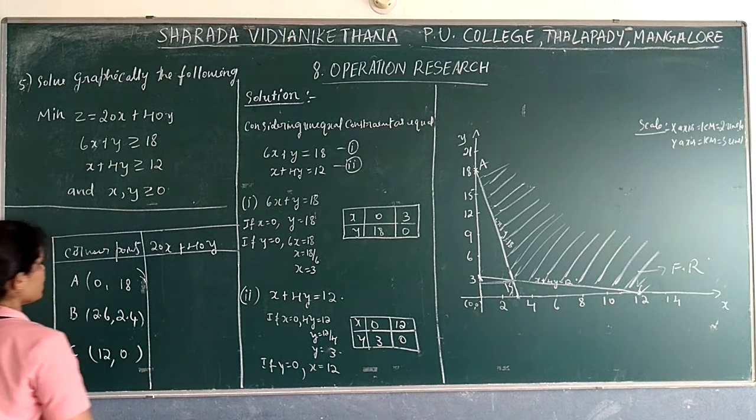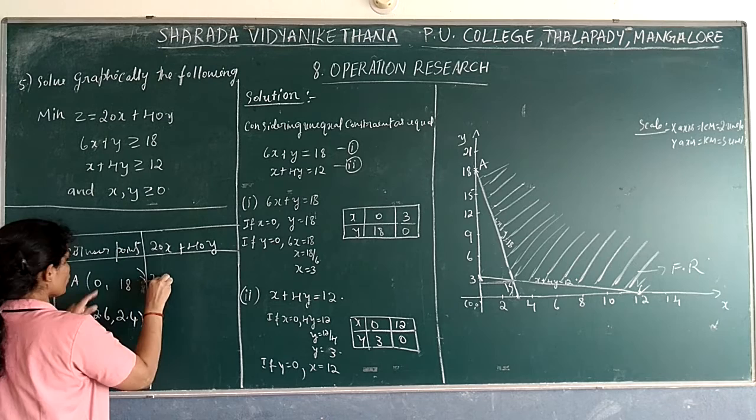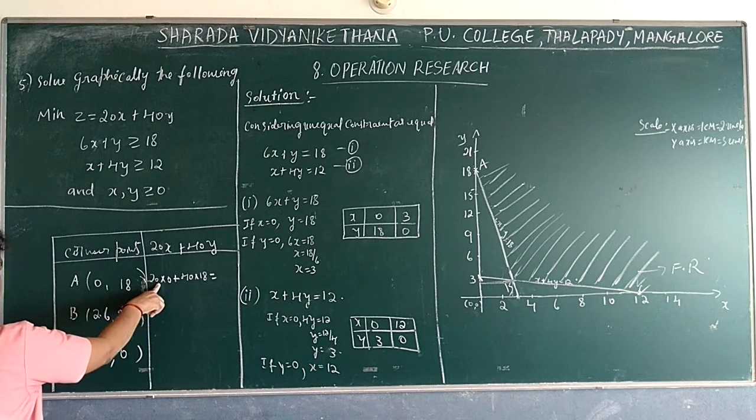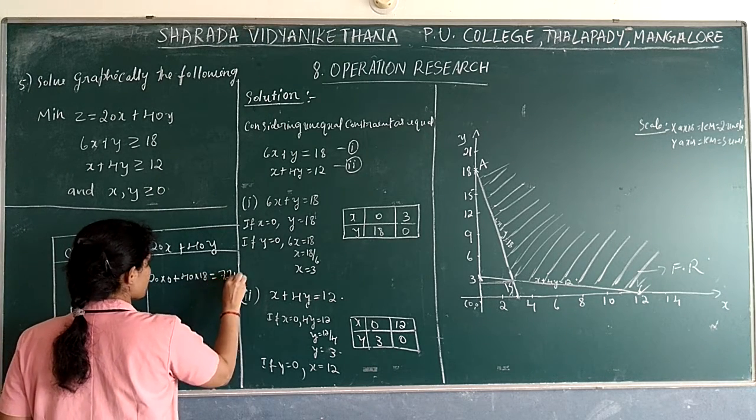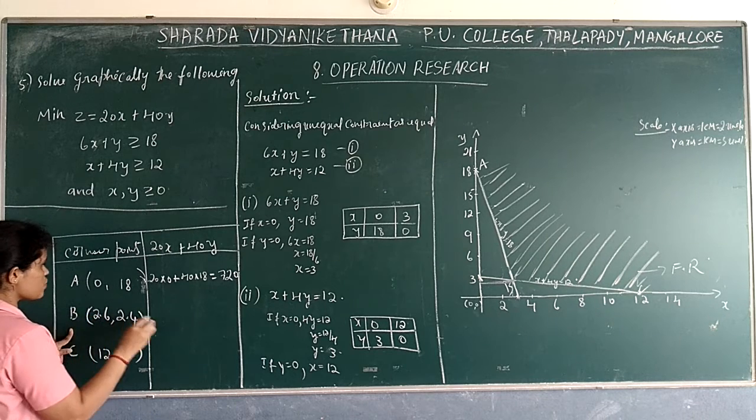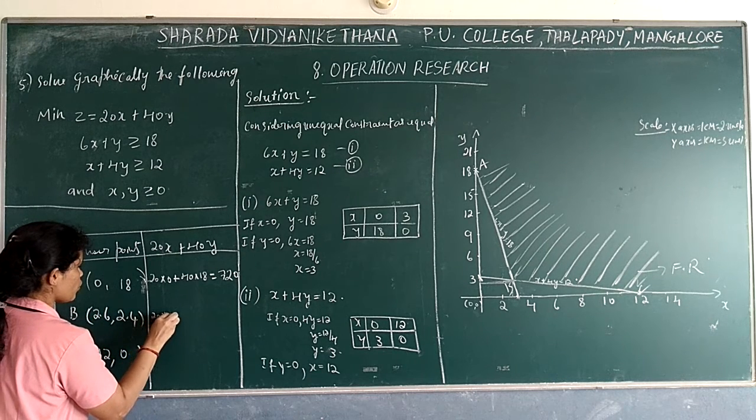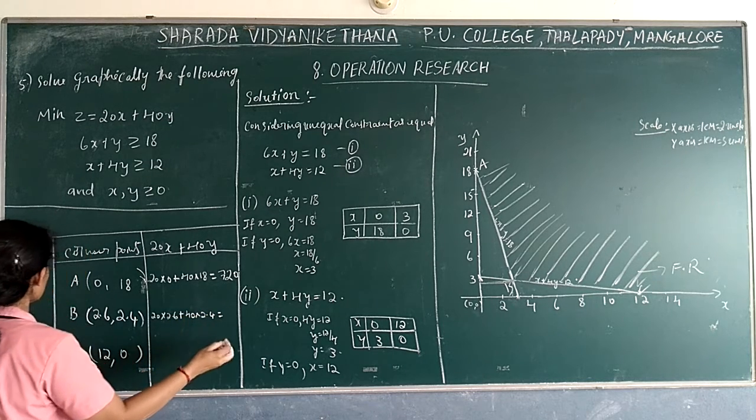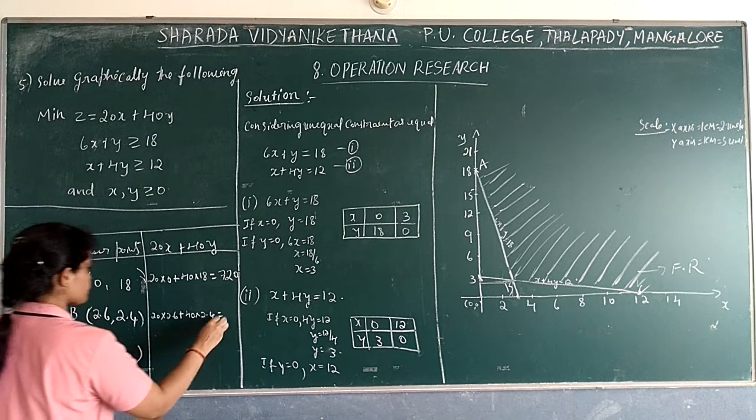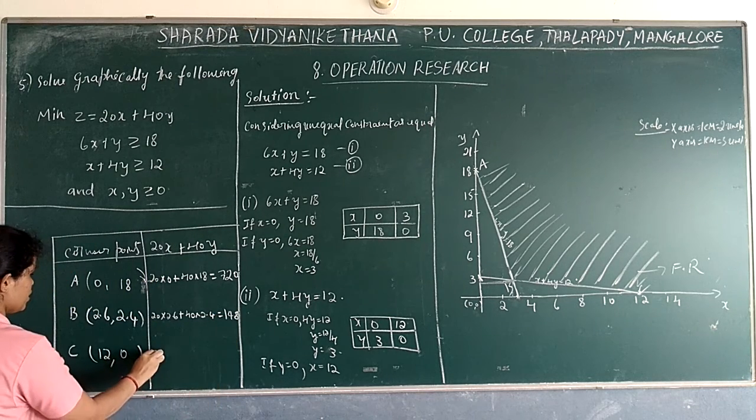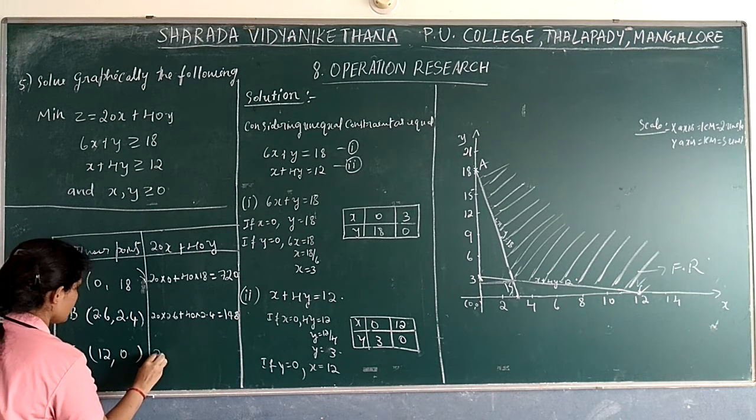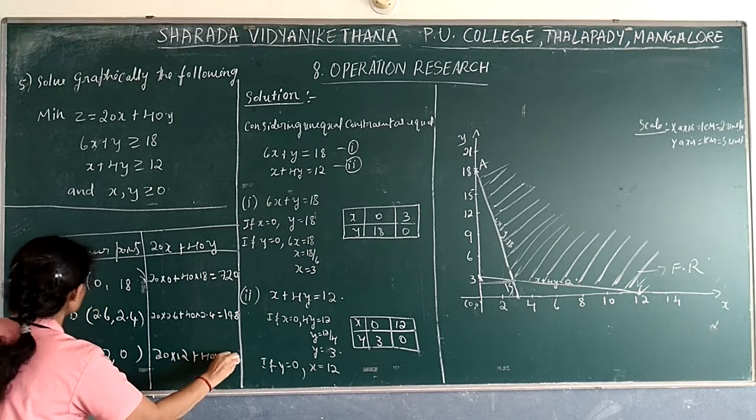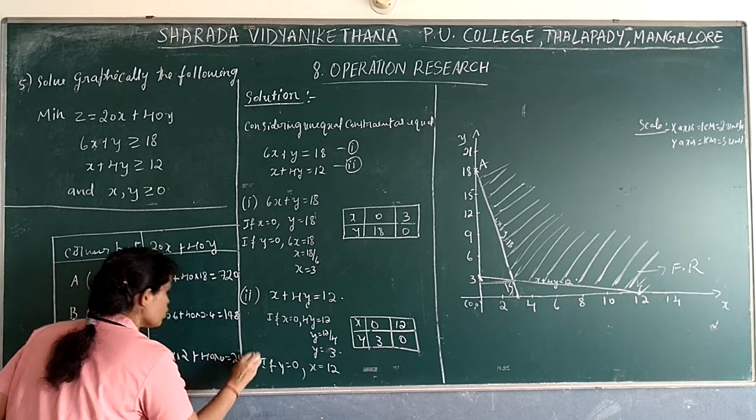Now substitute it. Here 20 into 0 plus 40 into 18. So this becomes 720. Now for corner point B, that is 20 into 2.6 plus 40 into 2.4 is equal to 148. Now here 20 into 12 plus 40 into 0, here we get 240.